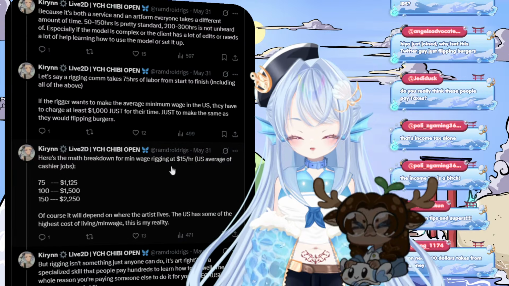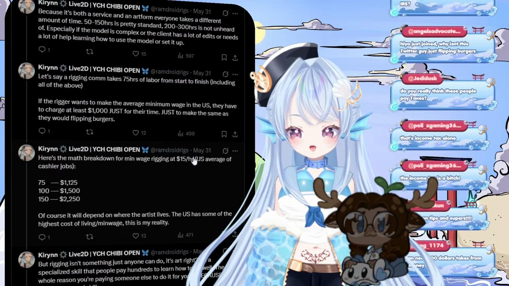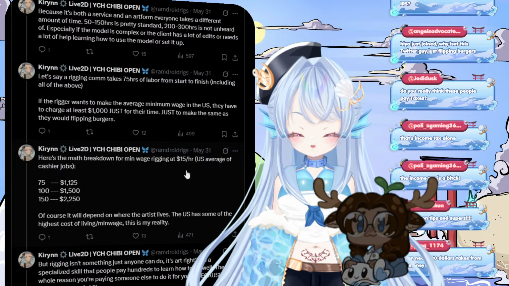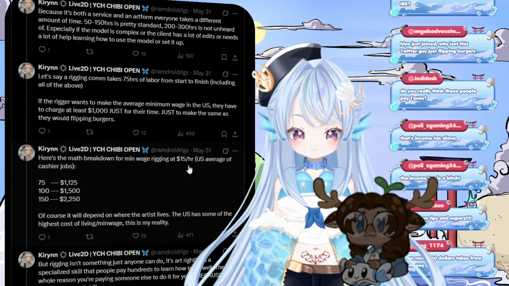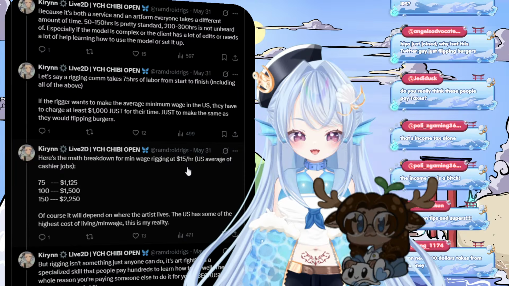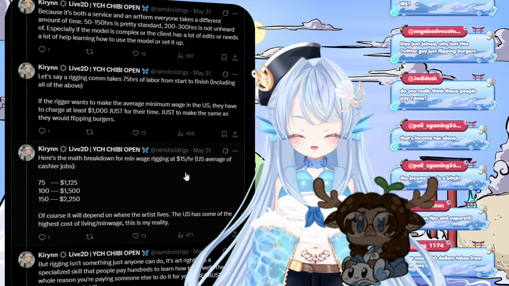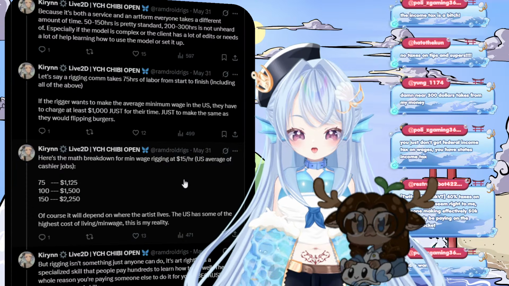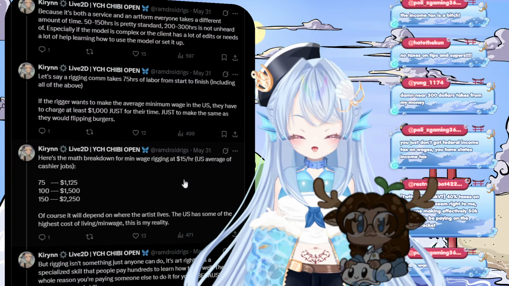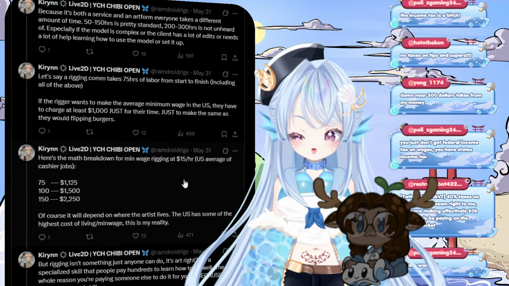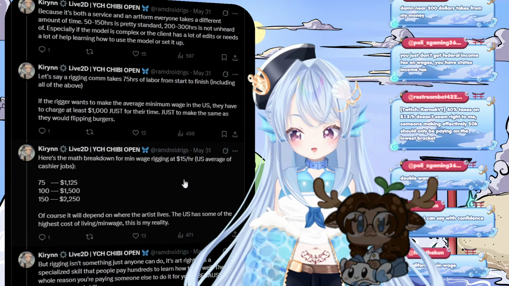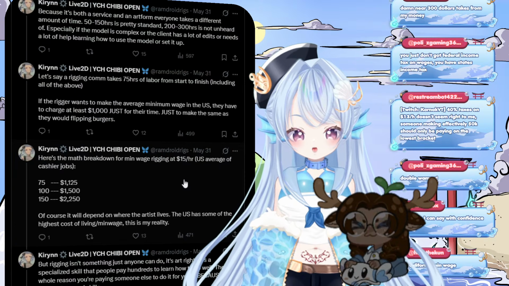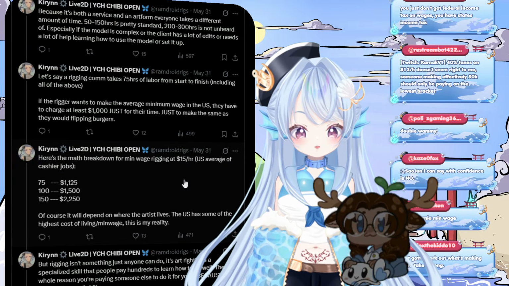Here's the math breakdown for minimum wage rigging at $15 an hour in the US. Fun fact, actual federal minimum wage in the US is about $7.25. It's half that. You guys live in a state where the minimum wage has been raised a lot. Anywhere that doesn't have a minimum wage for their state, or just goes along with whatever the federal amount is, can be lower than $8 an hour. And people live off that. People make it work. So when you guys sit here and talk about how you can't make it work, it's kind of a you problem.